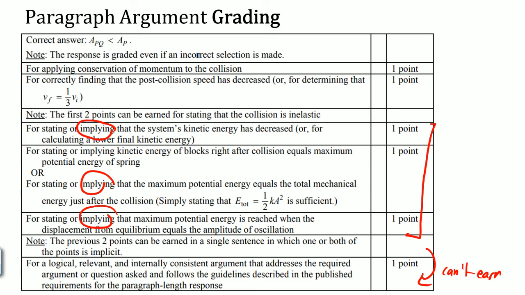This is the only paragraph argumentation question that can potentially appear, because the other paragraph response questions are on sections that are removed, like circuits and the electro stuff. That was removed. So this is the only problem that gives you a clear example of how the paragraph response is graded on the AP Physics 1 exam.